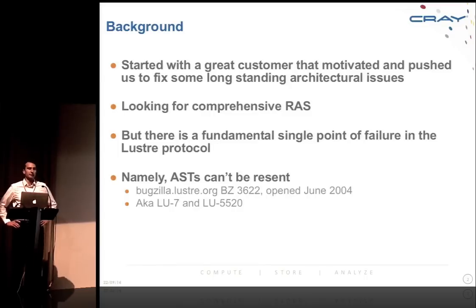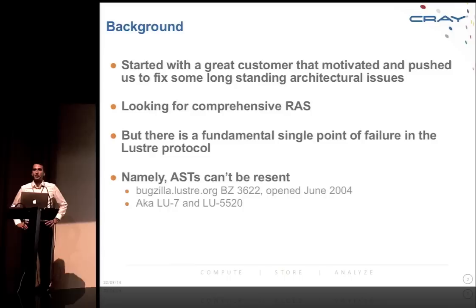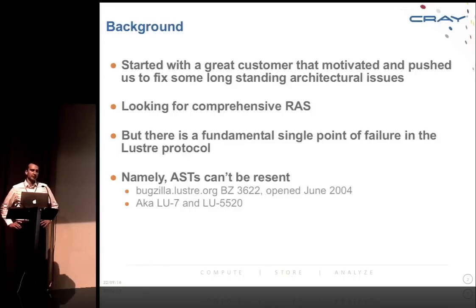They had a comprehensive RAS test plan, and they weren't passing very many of their tests, and they asked us for help. And the main issue here is that Lustre has more or less a single point of failure in the protocol, namely ASTs, blocking ASTs to clients can't be resent. This is a long-standing architectural issue, dates back, I'm sure, to the early days of Lustre.